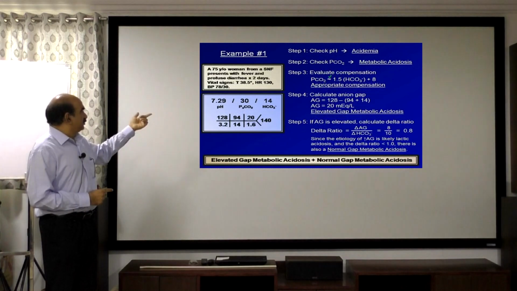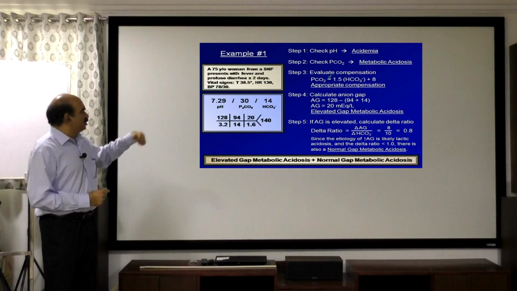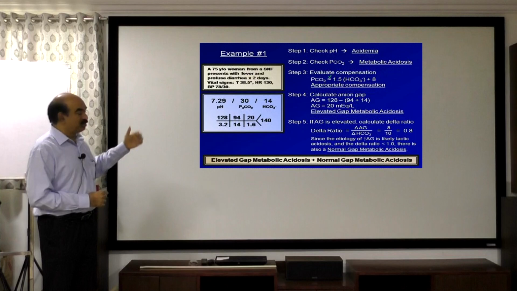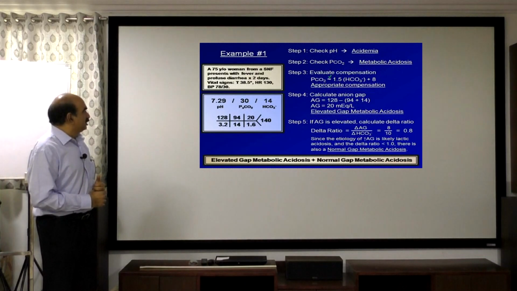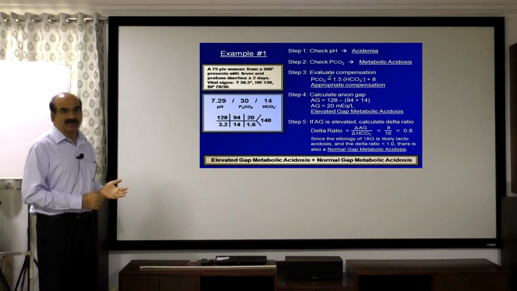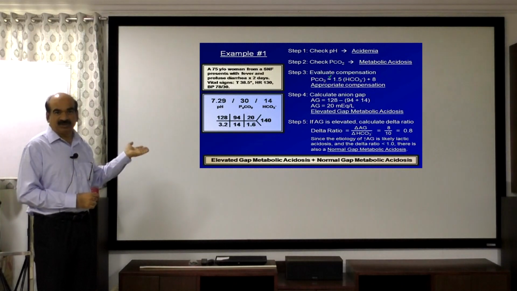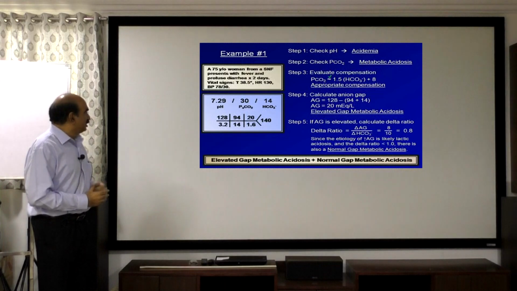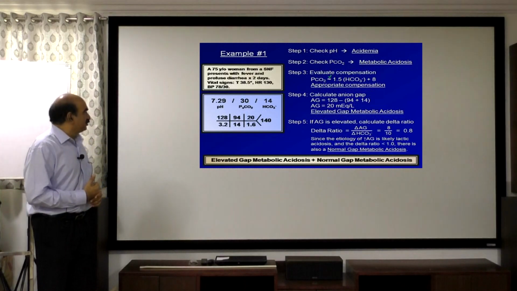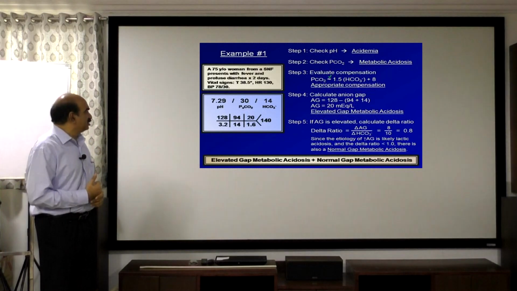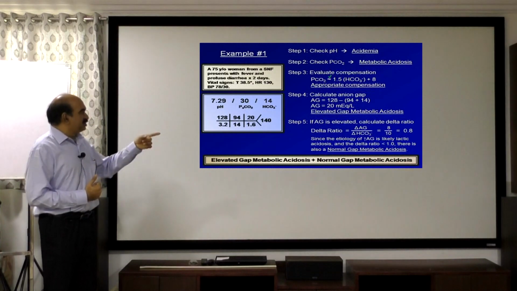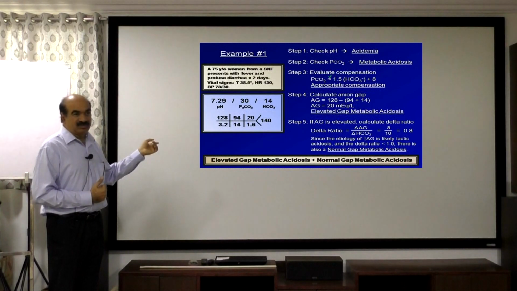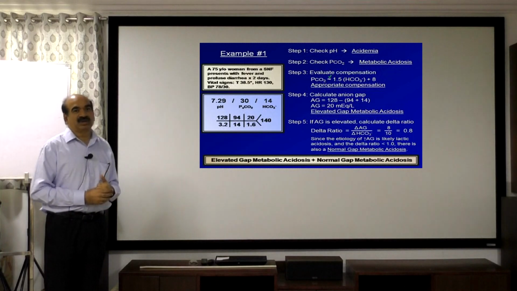7.29 acidosis, metabolic acidosis. How much carbon dioxide compensation, respiratory compensation, do we expect? 14 plus 15, bicarb plus 15. 14 plus 15 means 29. And appropriate compensation. Again anion gap is elevated. Elevated gap metabolic acidosis, and delta ratio is less than 1. That indicates additional normal gap metabolic acidosis.